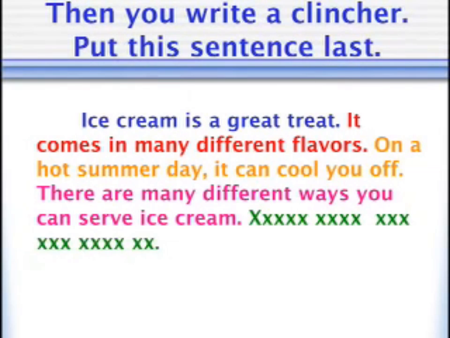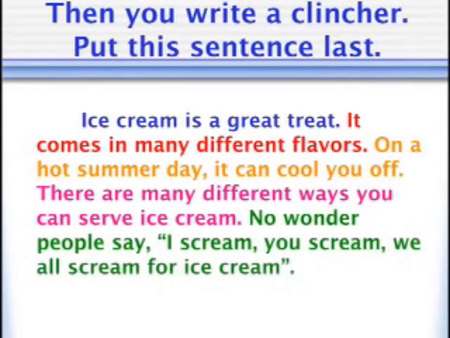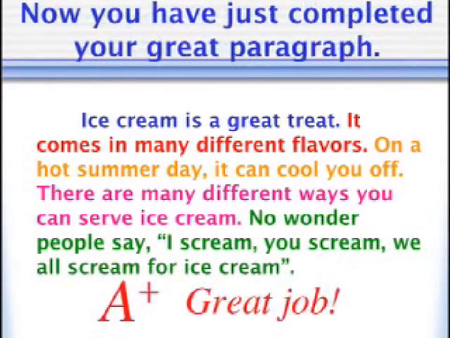Now we have to write an ending sentence to sum up our paragraph. This sentence is often called the clincher. The clincher often restates the main idea of the first sentence, but in a different way. So we must find another way to sum up the idea that ice cream is a great treat. Perhaps we can quote this well-known expression. And now our paragraph is complete.